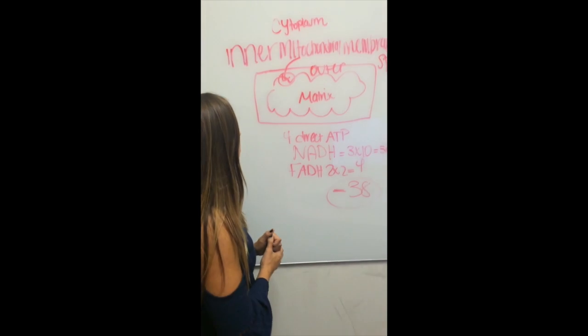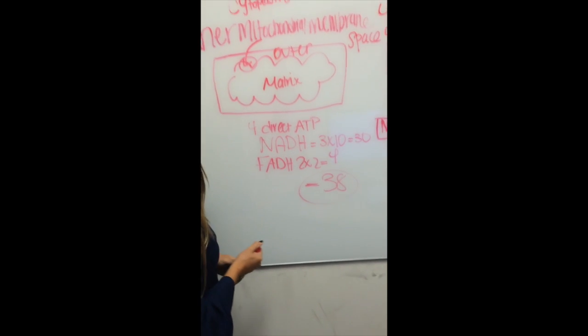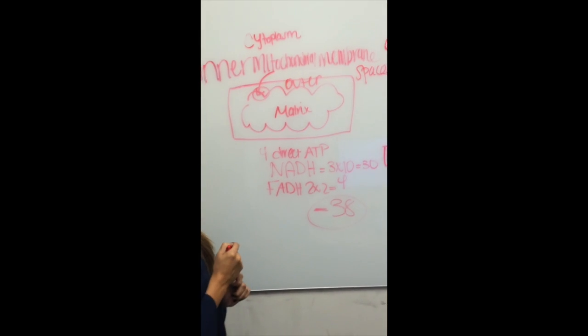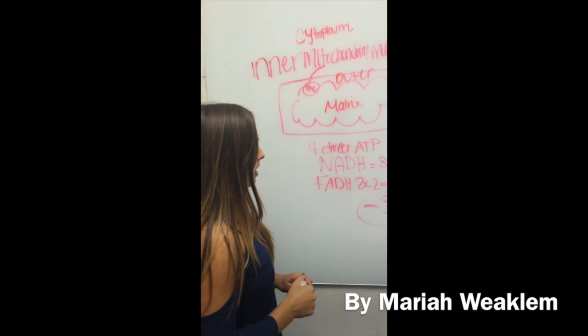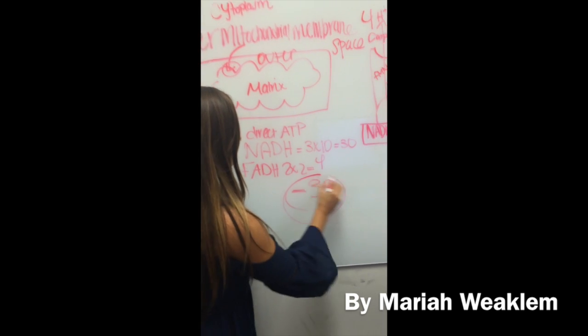Okay, so in conclusion, the electron transport chain makes the most ATP in that we have glycolysis, the Krebs cycle, and the electron transport chain, and all of those together have a grand total of 38 ATP.